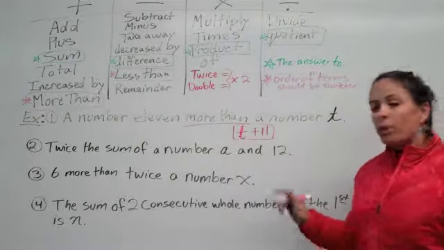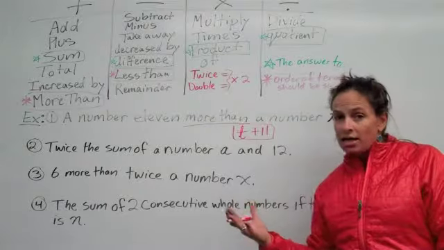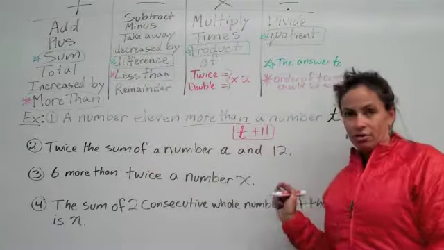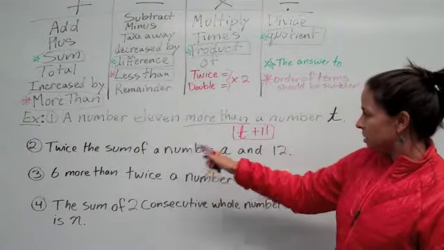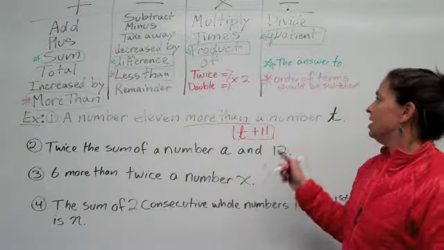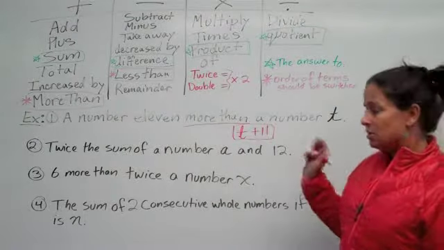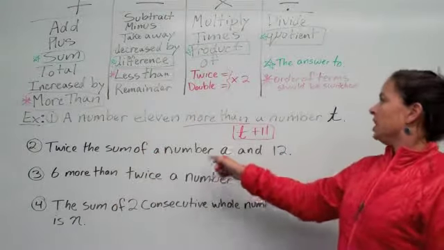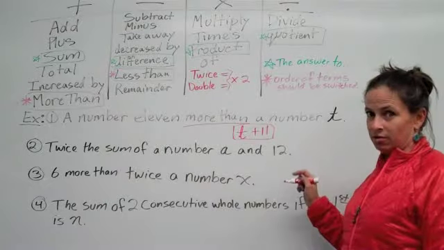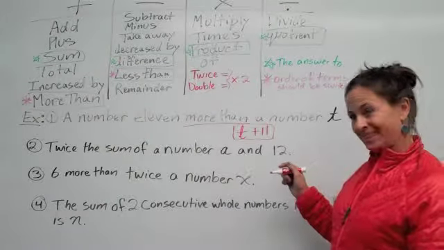Number 2. By the way, during all of these, if you want to pause the video and try and solve it on your own first, great. So 2, twice the sum of a number a and 12. So I'm hearing twice the sum of a number a and 12. Pause if you want to try it.